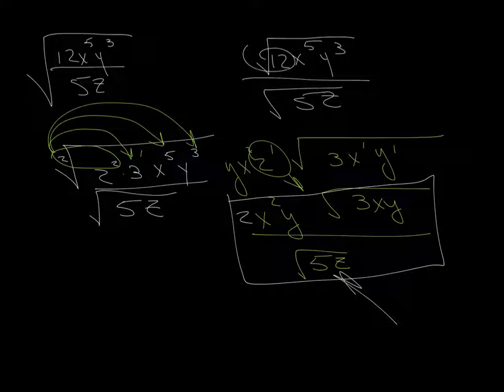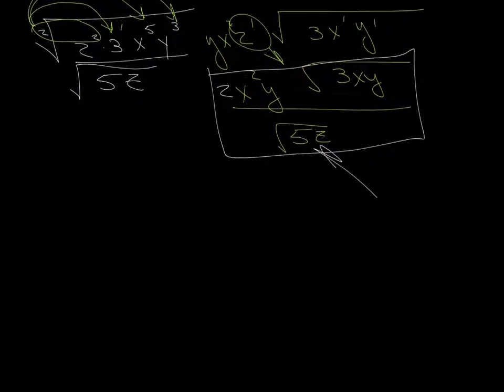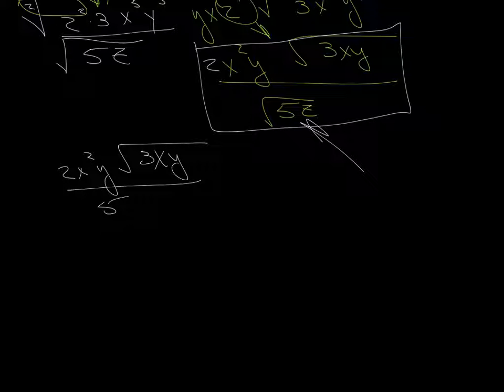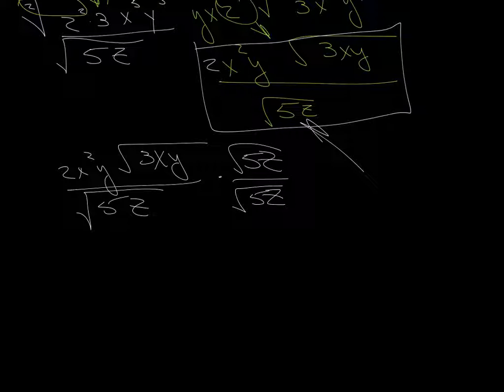So that is what I've got at this point, but I can't have a radical in the denominator. So there's my answer. Let's go ahead and take 2x squared y square root of 3xy over 5z, multiply top and bottom by the square root of 5z, and that cancels out the radical sign there, so we just have a 5z on the bottom now.